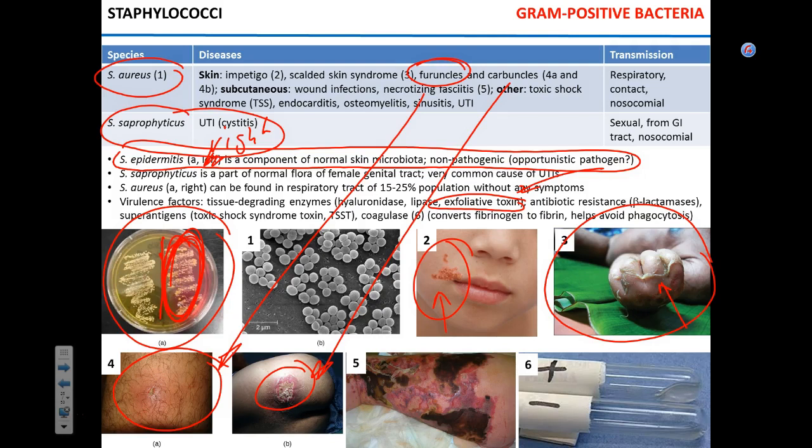But I got treated. Now, in the worst case scenario, this microorganism can get even deeper into the muscles, leading to the condition that is called necrotizing fasciitis.